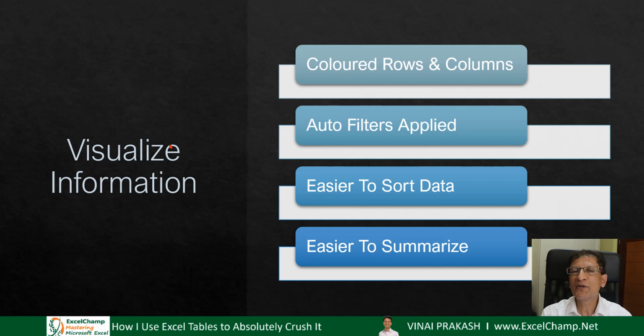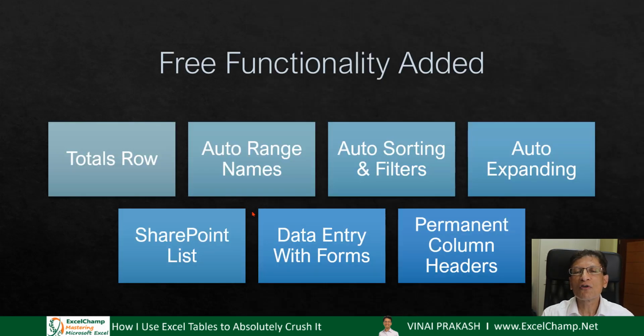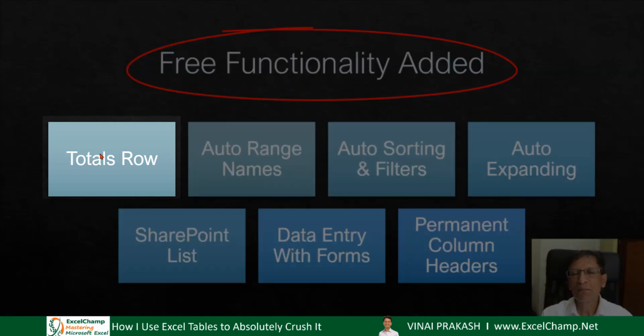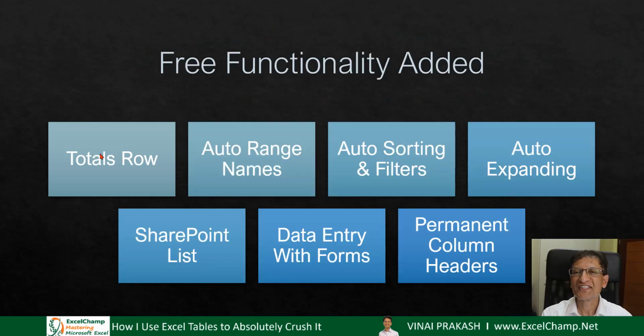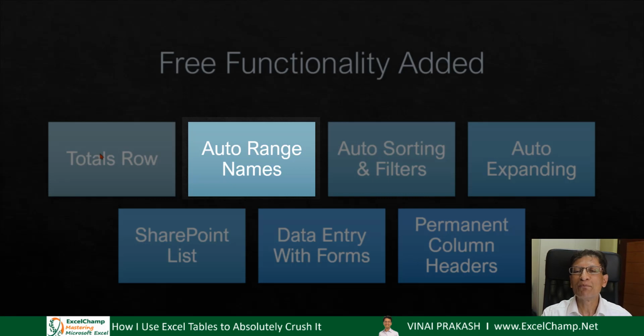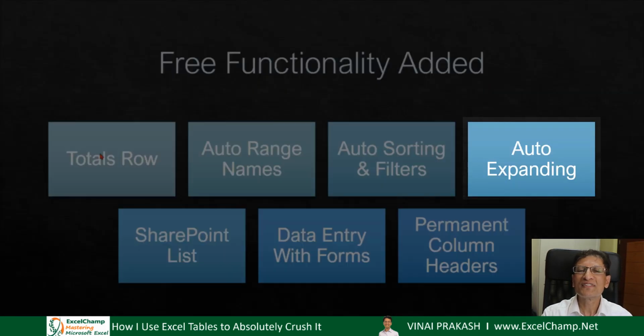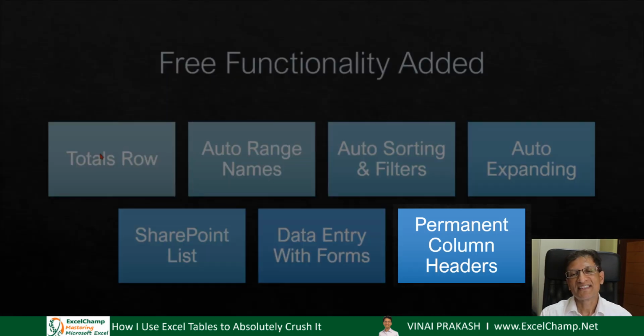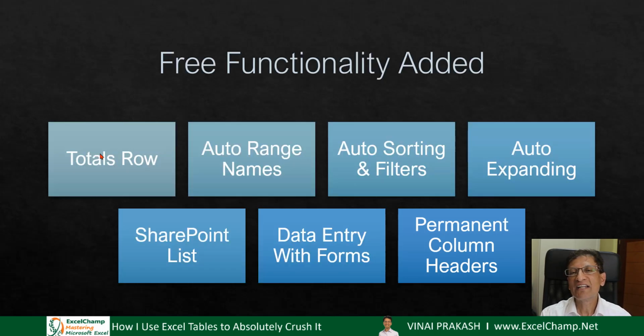Now let me take you to our next set of features within the tables, and that's a lot of other free functionality. So we have seen the totals row, but let me show you other features. Things like auto range names, auto expanding rows and columns, and exporting to a SharePoint list, looking at the data like a data entry form and column headers. So there's a lot of new functionality that we have gotten automatically for free.